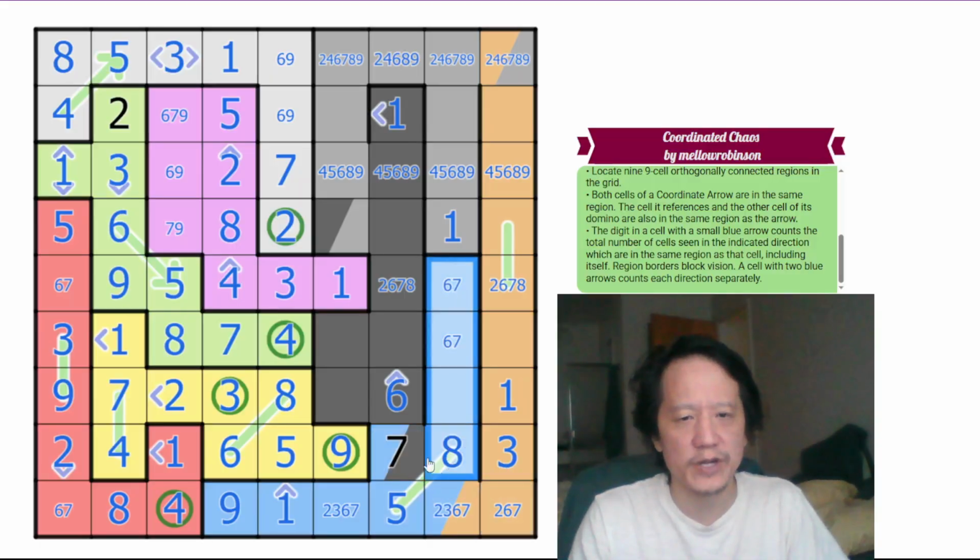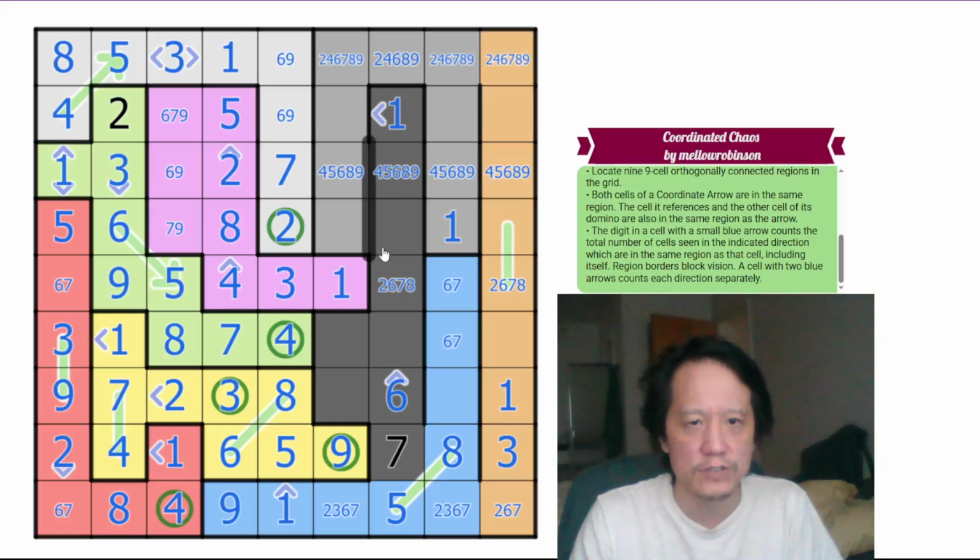This 6, 7 pair means this cannot be blue. So this must be dark, which means this can't be dark. That's medium. So that's 1, 2, 3, 4, 5. Right, the blue has to connect, so this can't be orange. Therefore, this is not medium gray, it's orange. So these are the regions.